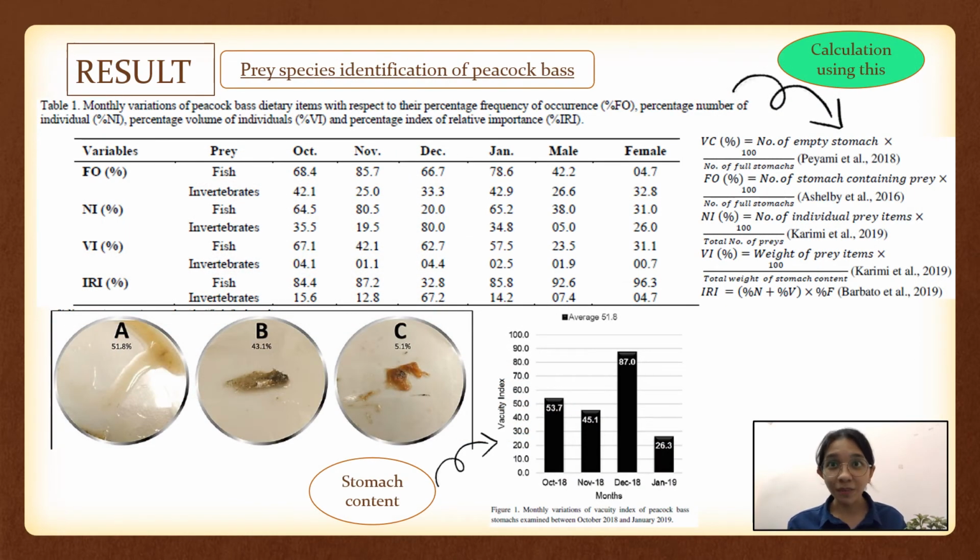The graph below shows the stomach content after each month of collection, where the highest vacuity coefficient was observed in December, indicating their breeding and spawning season. The lowest vacuity coefficient was observed in January, 26.3%, revealing feeding initiation after the breeding period. Pictures A, B, and C show total stomach content for four months, where 51.8% contained empty stomachs, 43.1% unidentified fish species, and 5.1% unidentified invertebrate species. The table in this slide shows the monthly variations of the peacock bass diet.